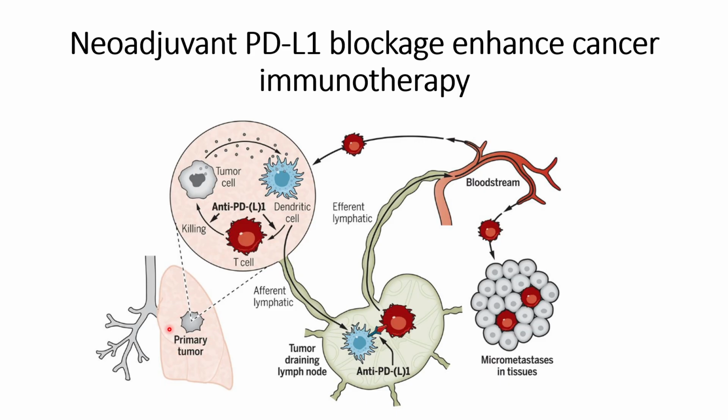Here is the primary tumor site, shown in the lungs, and the zoomed-in view shows that it contains tumor cells, and it also has some dendritic cells and T cells. In the tumor microenvironment, these dendritic cells and T cells usually have the PD-L1 ligand, so they can easily be deactivated by the tumor cells through the PD-L1 receptors that are expressed on the tumor cells.